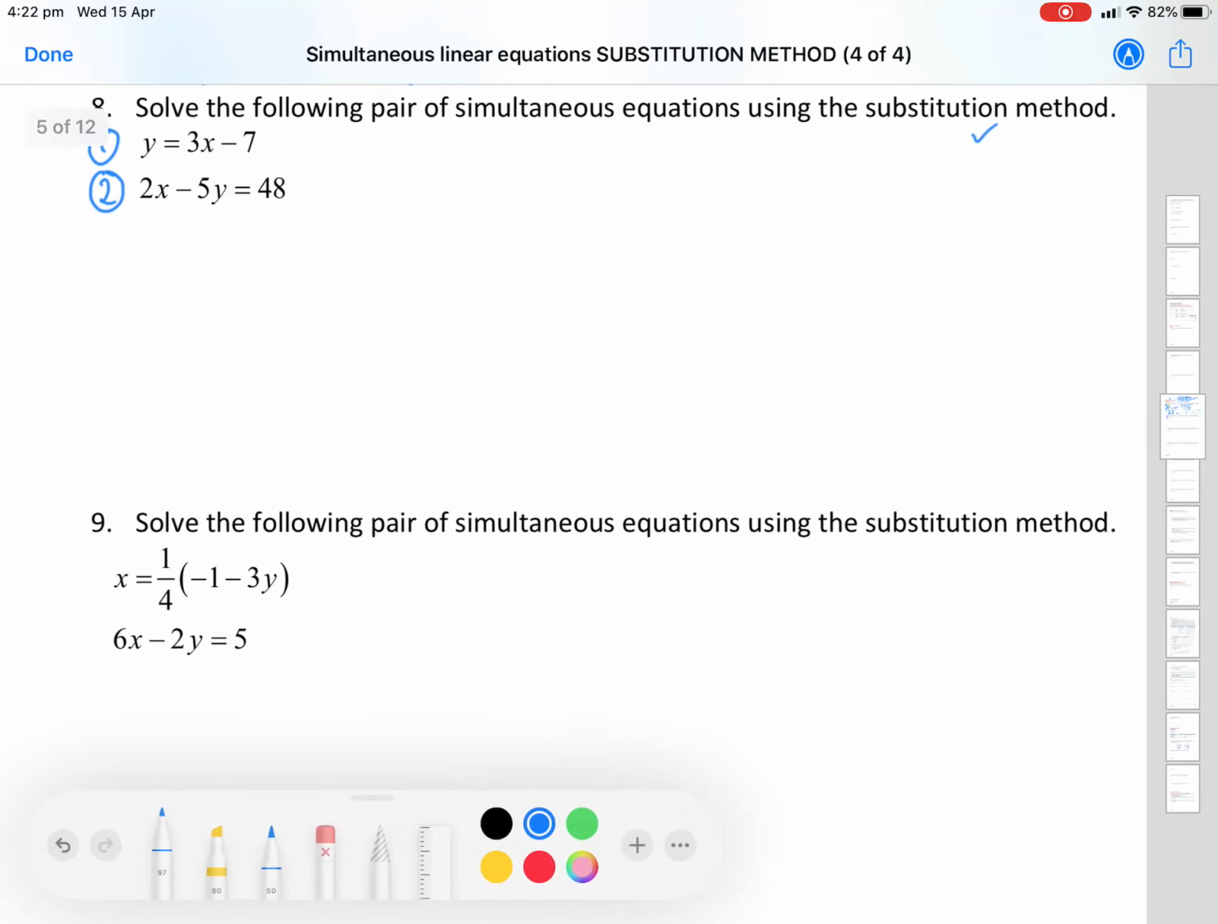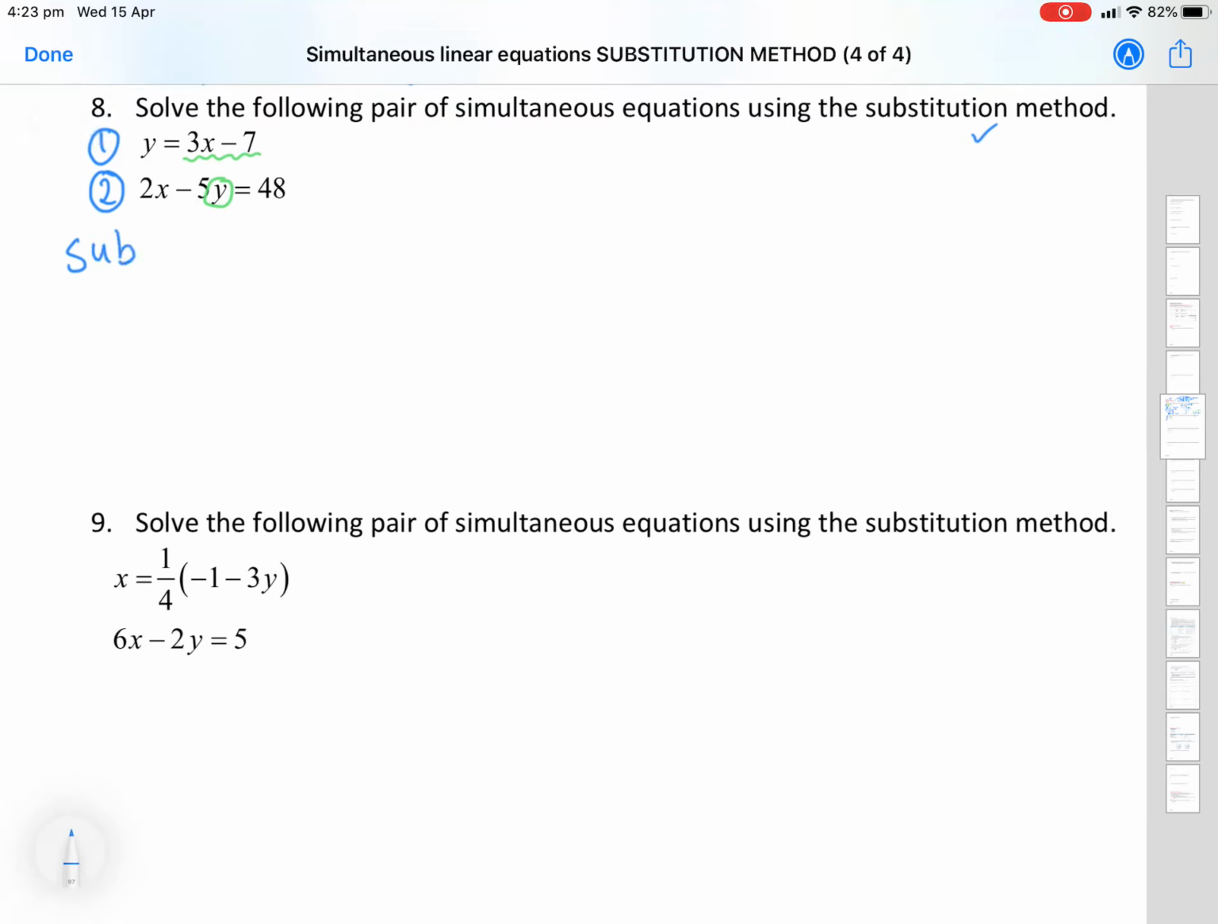Now, what we're going to do is instead of y in our second equation, we're going to write 3x minus 7. Like we did in the other one, we substitute our first equation into the second equation. So let's rewrite the second equation, 2x minus 5. Now remember, instead of y, we're going to do 3x minus 7, equals 48. Okay, now we're just going to solve it.